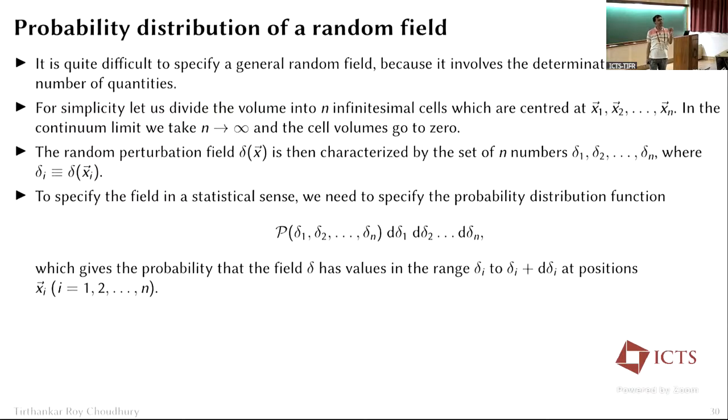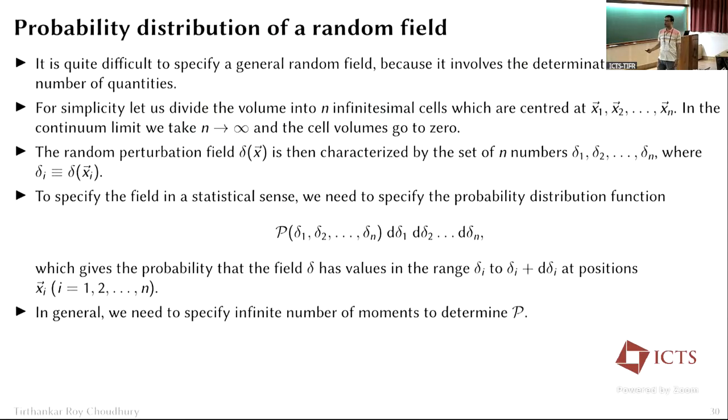As I said, there is no point in actually trying to calculate the value of delta at x1 and at x2 and x3. You want to calculate the probability of finding delta between delta and delta plus d delta at point x1 and point x2 and so on. So you just need to know this probability distribution, because the whole thing comes from the underlying random distribution, and you are looking at just one random realization of the field.